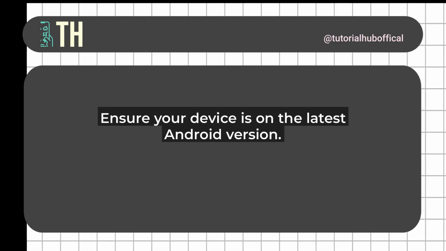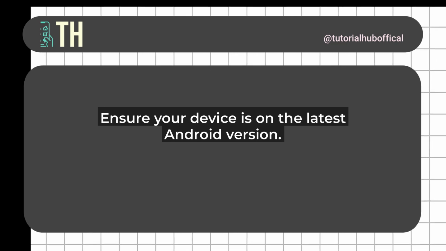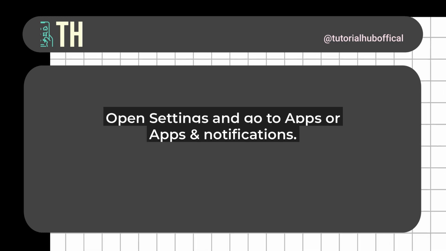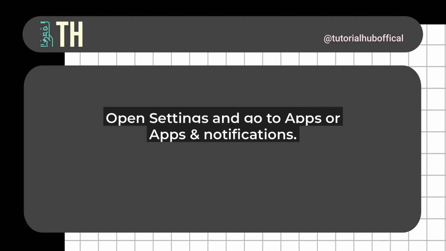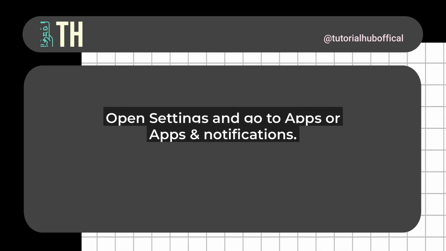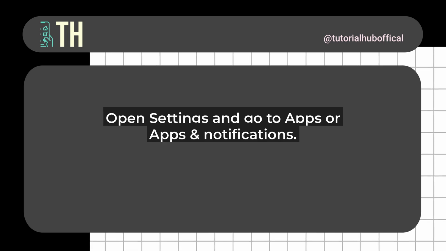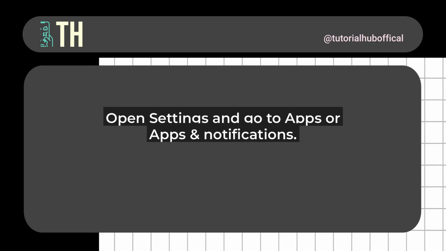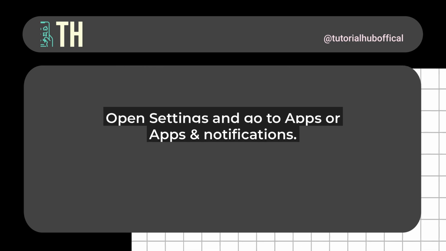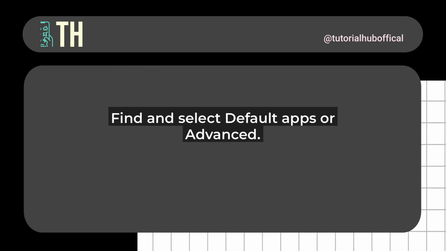the latest updates. First things first, make sure your device is running the latest version of Android, probably Android 15 or later for 2025. Open your Settings app. You can find it in your app drawer or by swiping down from the top and tapping the gear icon. Once you're in Settings, scroll down and tap on Apps or Apps and Notifications. This is where the magic happens.